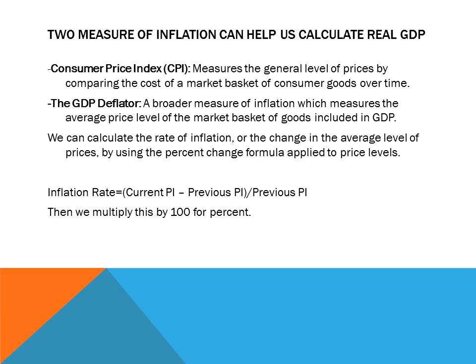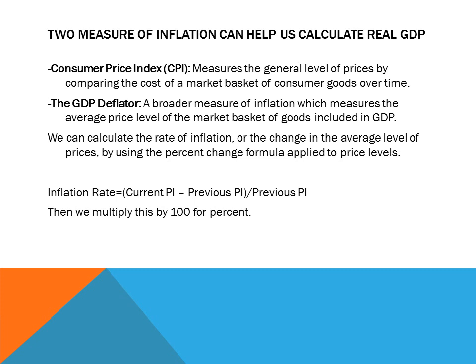Two measures of inflation can help us calculate real GDP. The first method is called the Consumer Price Index, or CPI, and it measures the general level of prices by comparing the cost of a typical market basket of consumer goods, and it follows this basket over time. Next, we have the GDP deflator, which is a broader measure of inflation because it measures the average price level of the market basket of goods included in total GDP.